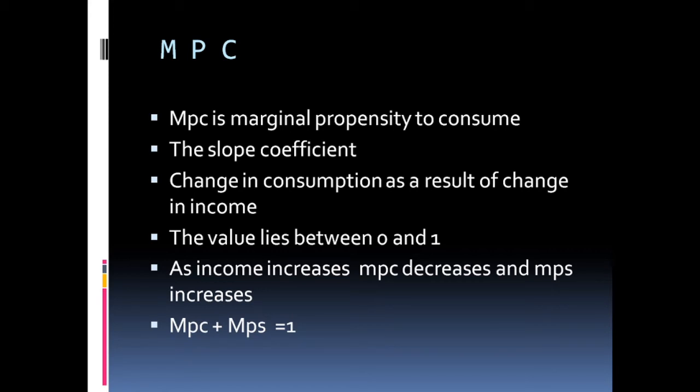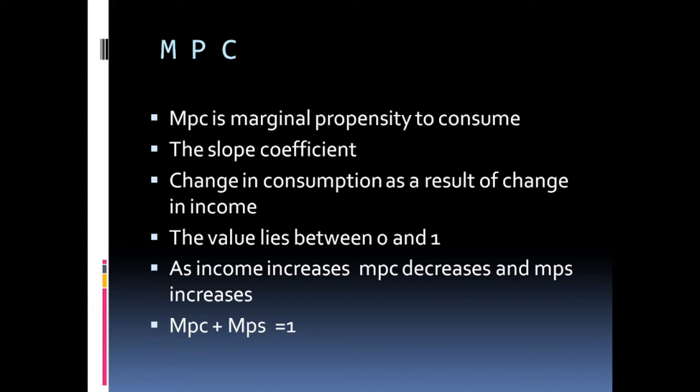That is, if there is an increase in income of 100 rupees, the 100 rupees will not be consumed, but either 80 or 50 or 60 will be consumed and the rest will be saved. So MPC lies between 0 and 1.